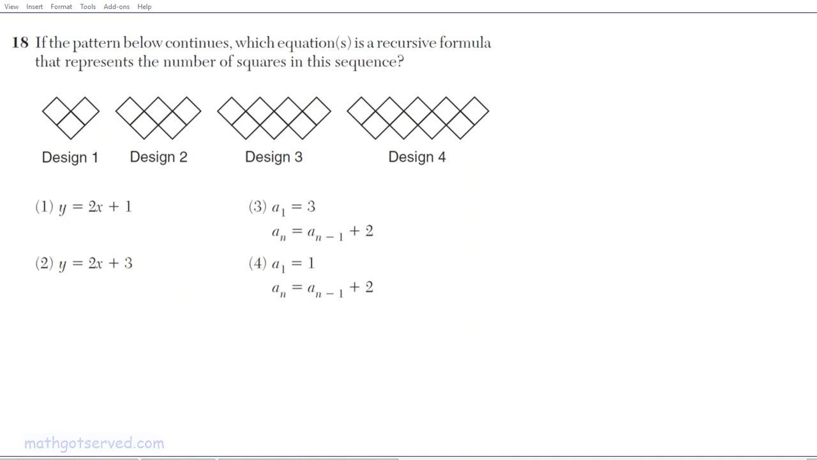Alright, let's take a look at question 18. It reads, if the pattern below continues, which equation is a recursive formula that represents the number of squares in this sequence? Alright, before we get started, let's refresh our memory on what a recursive formula is.